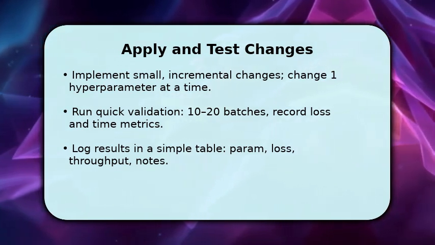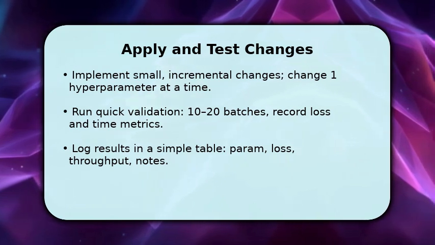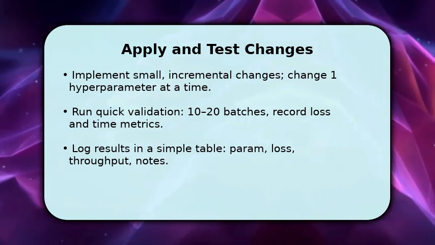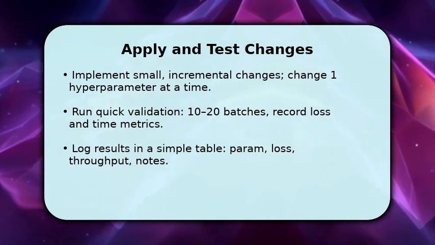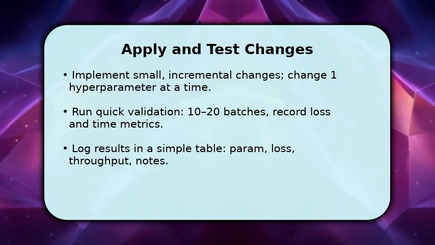Once you have numbers, compare to your baseline and document outcomes in a concise table with parameter values and observations. If an experiment looks promising, scale it up. If not, revert to the tagged checkpoint and try a different knob.